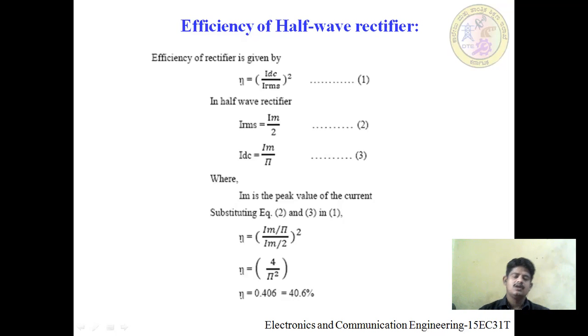Now we are dealing with the efficiency of half wave rectifier. We have discussed what is meant by efficiency, and we have discussed the value of efficiency of a half wave rectifier. So what is efficiency? It's output power by input power. And what is the value of efficiency of half wave rectifier? It is 40.6. We have discussed it many times. So we have an efficiency of 40.6 percent, and now we are going to derive that value.